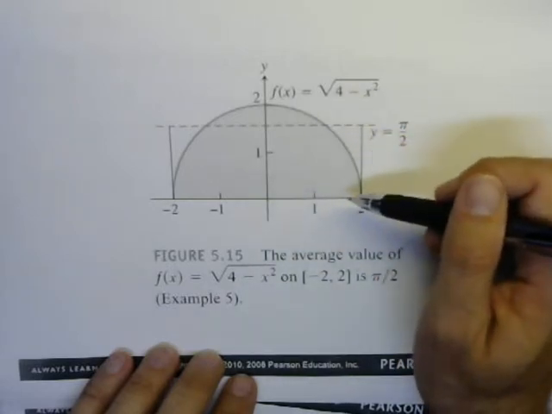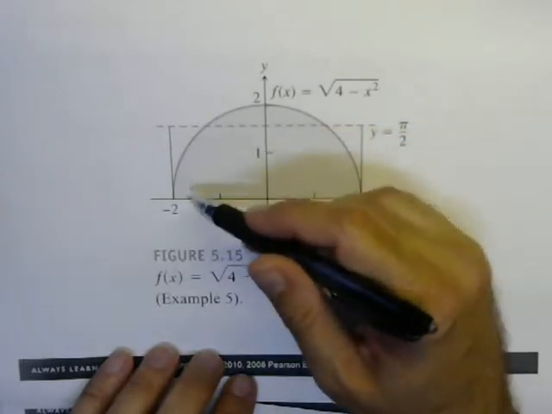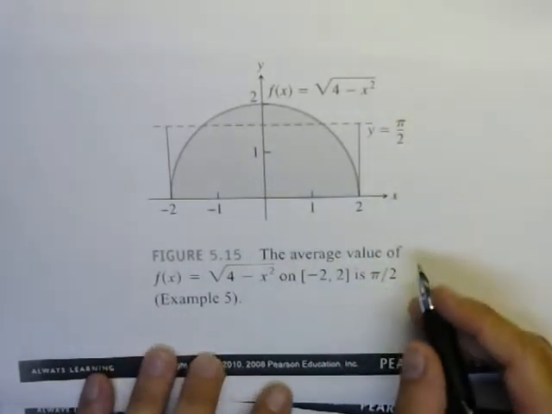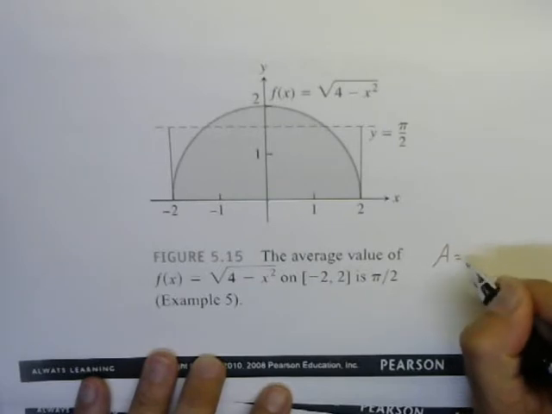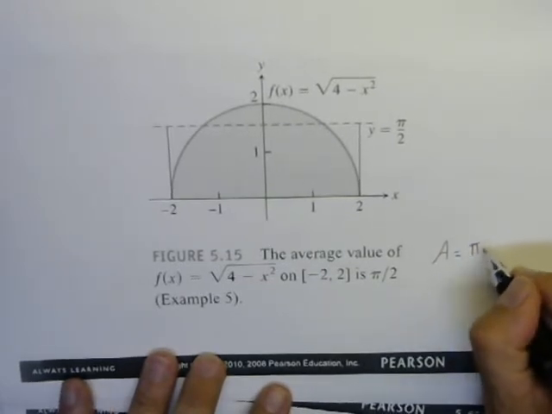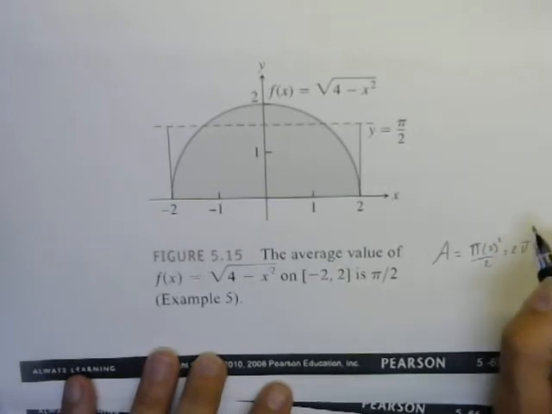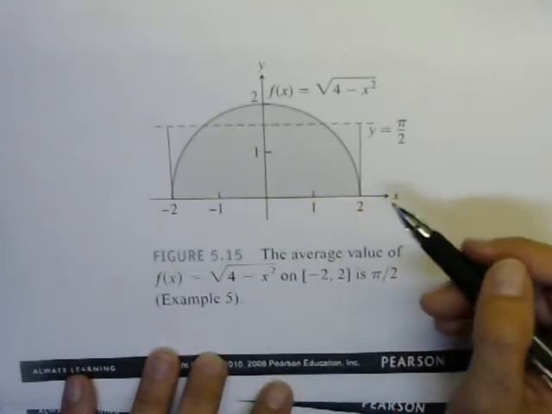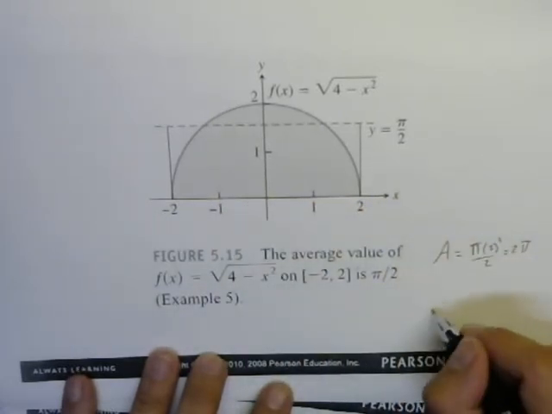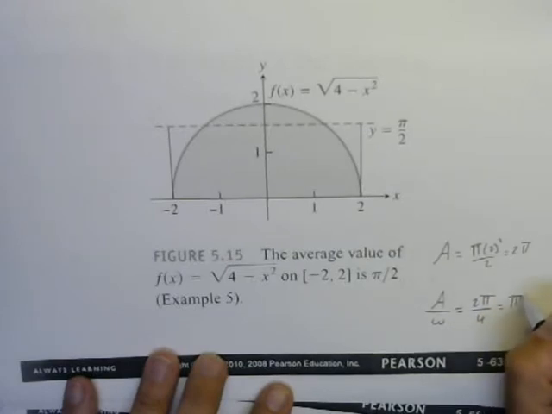The area in this case, this is a circle of radius 2, and we got the top half. For the area of the circle, you don't even need calculus to do this one. You could use calculus to find the area, but that would be pi times 2 squared divided by 2. So that'll be 2 pi for the area. And then what's the length of the interval? Well, that's 4. So take your area, which is 2 pi, and divide it by the width of the interval. That'll give you your average height. So you're taking 2 pi divided by the width, which is 4. That'll give you pi over 2.